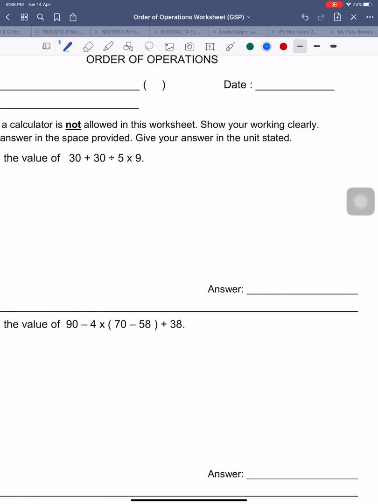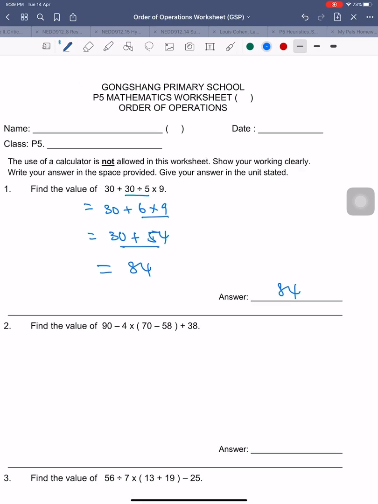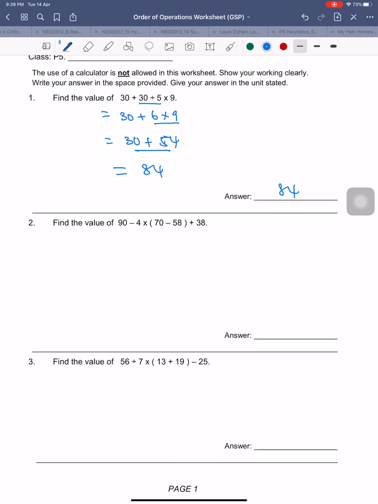So question number 1. You have division, subtraction and multiplication, so you do from left to right. So 30 plus 30 divided by 5 is 6, times 9. Now you have addition and multiplication. Rule number 2 says do multiplication first. So 30 plus 6 times 9, 54. And lastly, 30 plus 54, 84. So that is question number 1.